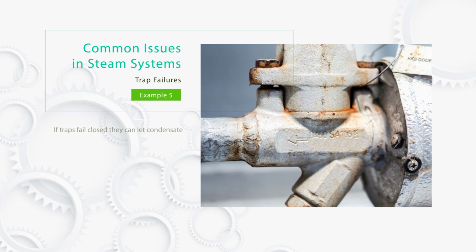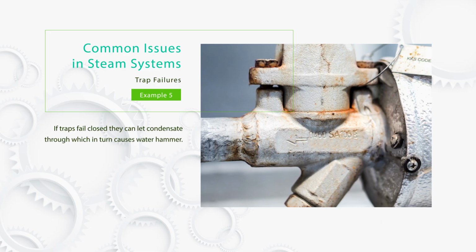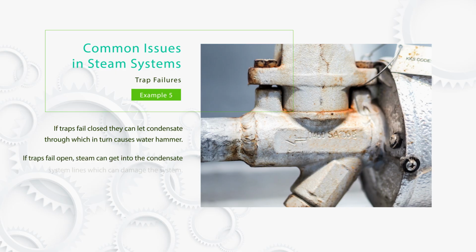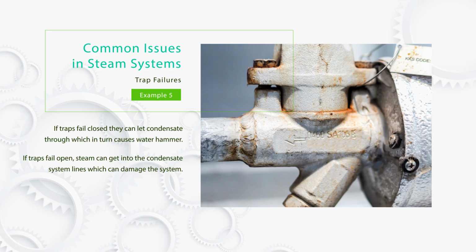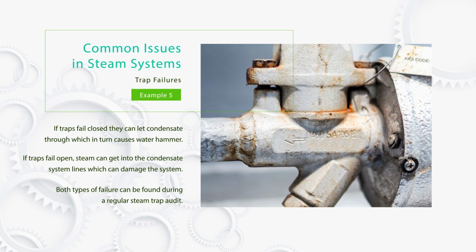Trap failures. If traps fail closed, they can let condensate through, which in turn causes water hammer. If traps fail open, steam can get into the condensate system lines, which can damage the system. Both types of failure can be found during a regular steam trap audit. Addressing these issues can significantly improve system efficiency and reduce costs.